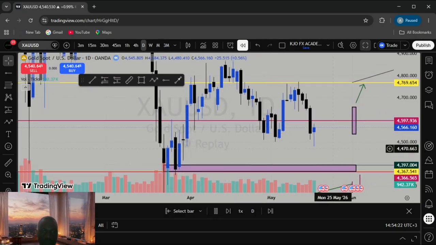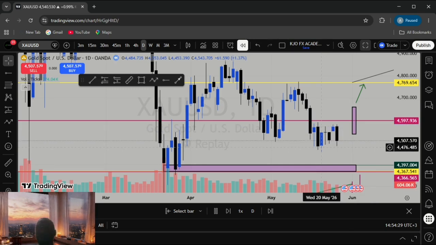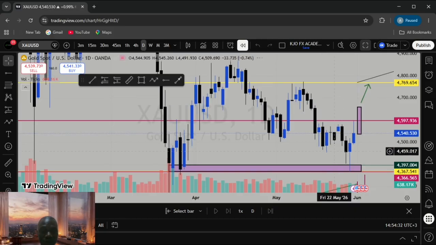So you can see that when it came, it showed a strong reaction. When it came, it showed a strong reaction within here. When you reverse back the price, it means that it was filling the unmitigated zone. So this zone is unmitigated.